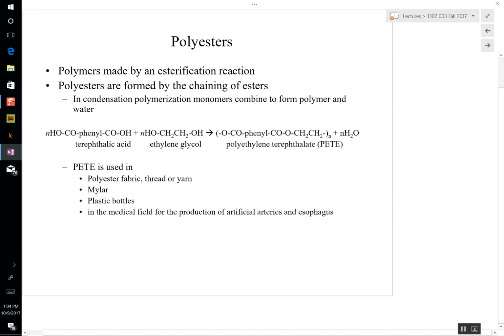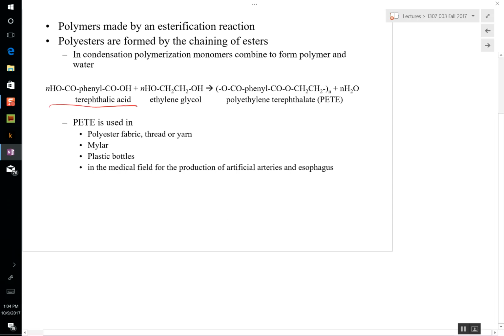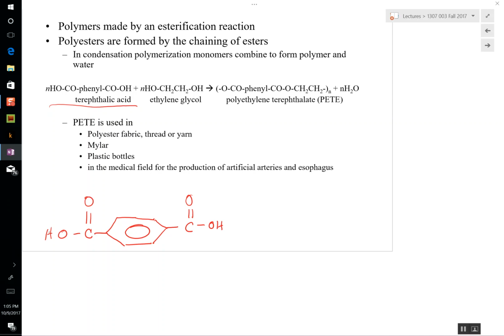Polyesters. How are they making these? Now they're making a polymer. Now let's just see what we've got here. We've got terephthalic acid. It's kind of a lopsided 6-membered ring. That's what we're trying to show right there. We've got benzoic acid with another carboxyl group on the other end of it, para to the first one.